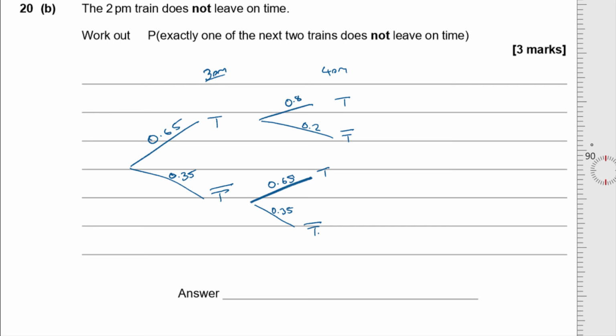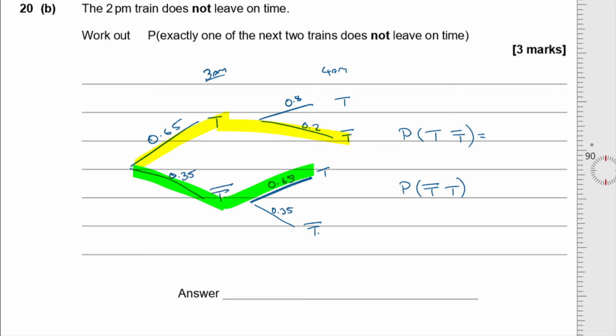We want to work out the probability that exactly one of the next two trains does not leave on time. So that's either going to be this route here, on time, not on time, or it could well be this one, not on time, on time. So the 3 p.m. train is late, but the 4 p.m. train is on time.